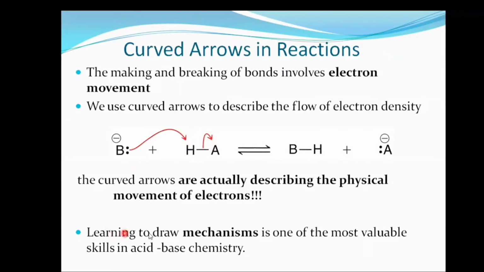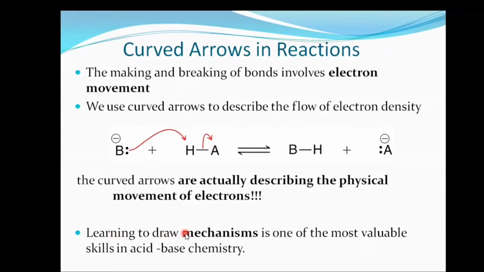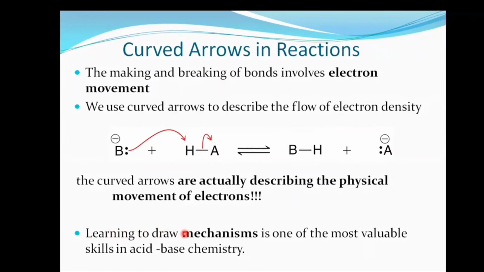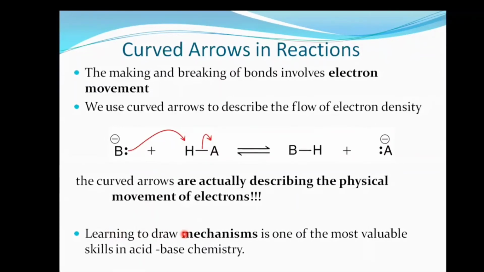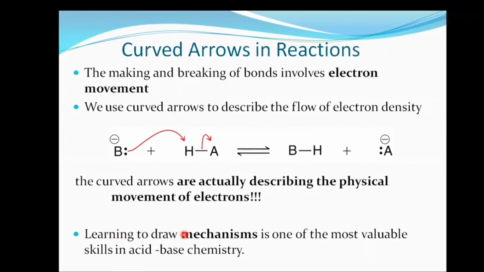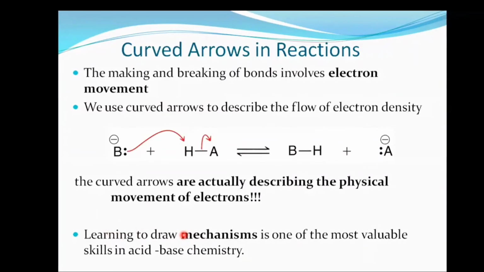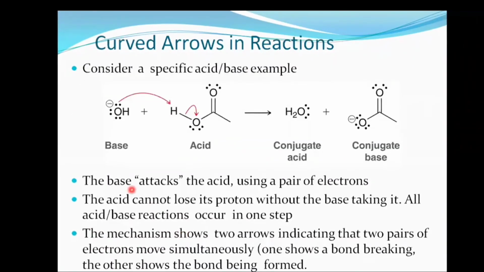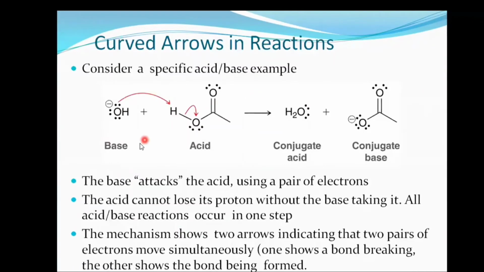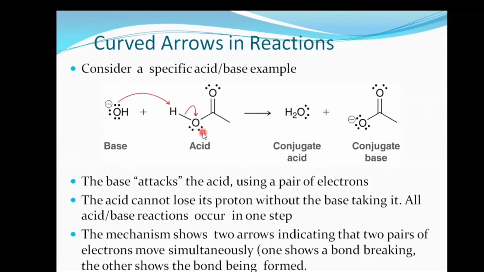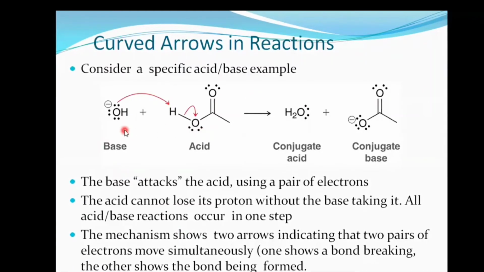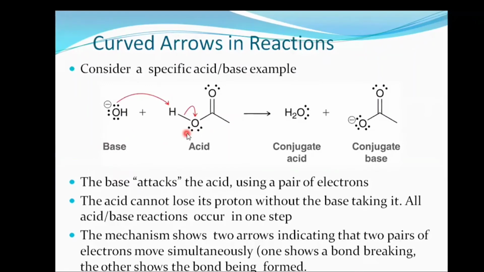So, learning to draw the mechanism is one of the most valuable skills in acid-base chemistry. You have to know how these curved arrows are moving and what this curved arrow means. Consider now this example in which there is a base and there is an acid. You know a base accepts a proton and an acid donates a proton.